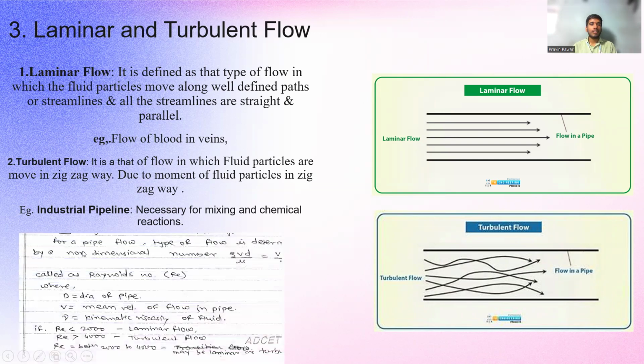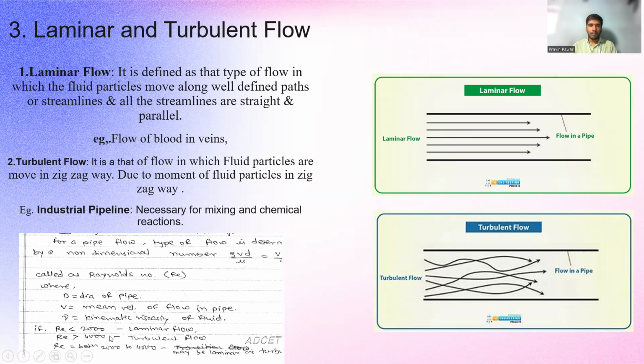Here I mention a small photo of pipe flow. We can find which type of flow it is, laminar flow or turbulent flow, using the Reynolds equation. The Reynolds equation is rho V D divided by mu.